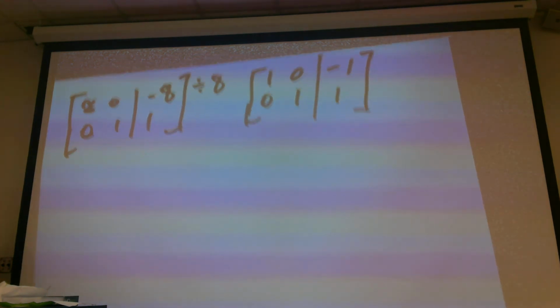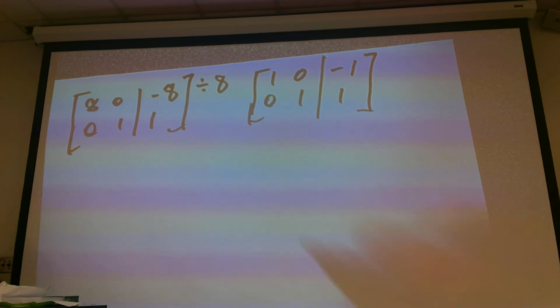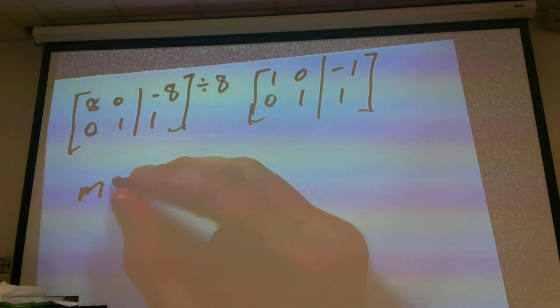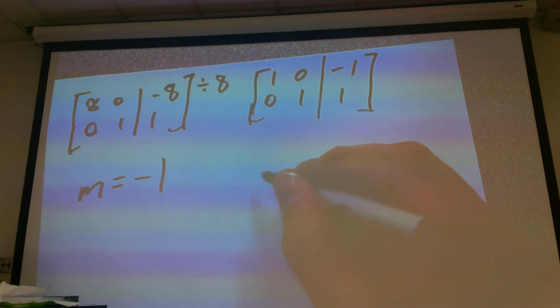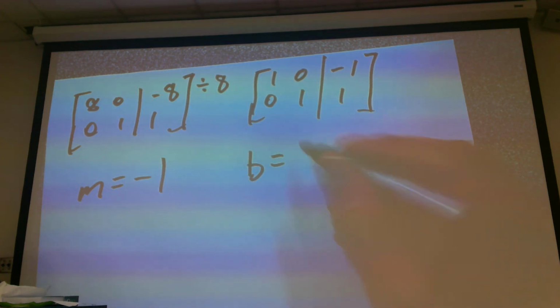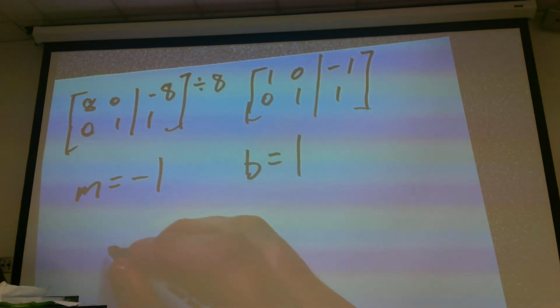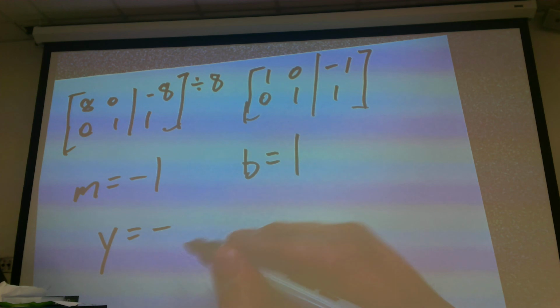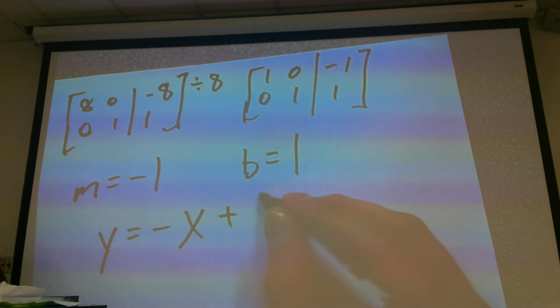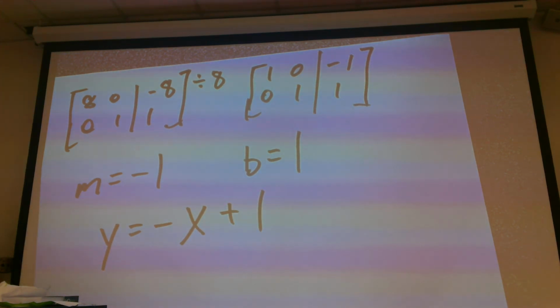Okay? Right, now that means that M equals negative 1, and that B is going to equal 1. Right? So y is going to equal negative x plus 1. Okay.